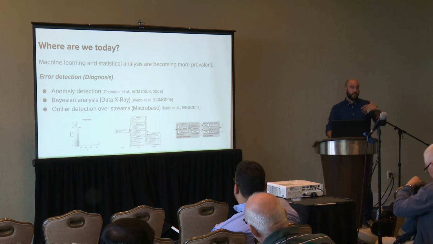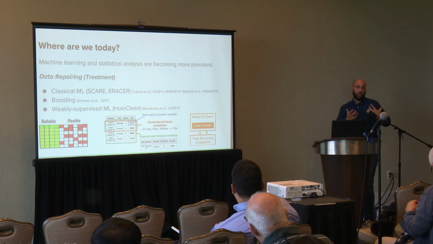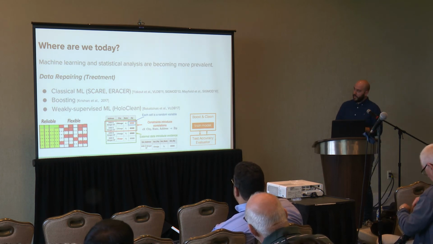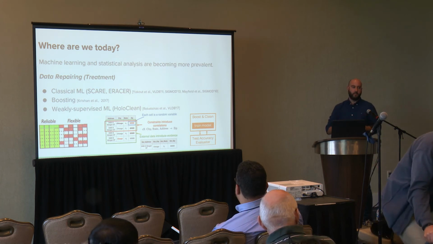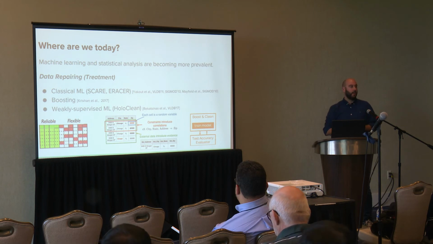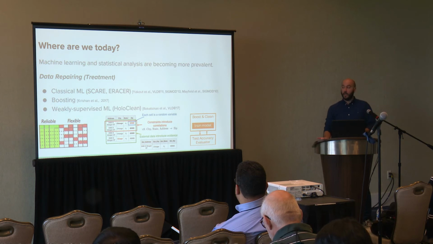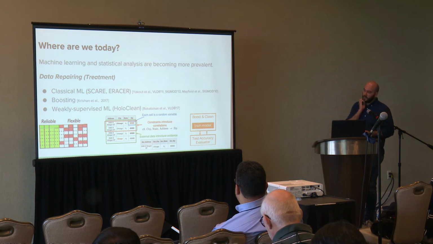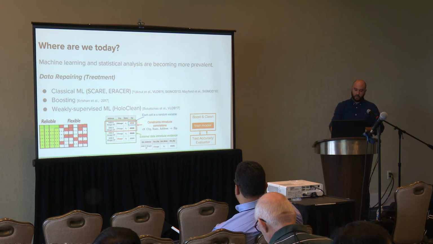And then the second task, once you've detected problems with your data, you want to actually go and repair, treat your data. So there we had classical machine learning approaches that leverage models like naive Bayes and logistic regression. More recently, we've seen techniques like boosting that leverage ideas from domain-specific transformations and try to perform on-demand cleaning. And finally, we have weakly supervised machine learning models for performing data cleaning, specifically the HoloClean system. So let me talk about some of these ideas.